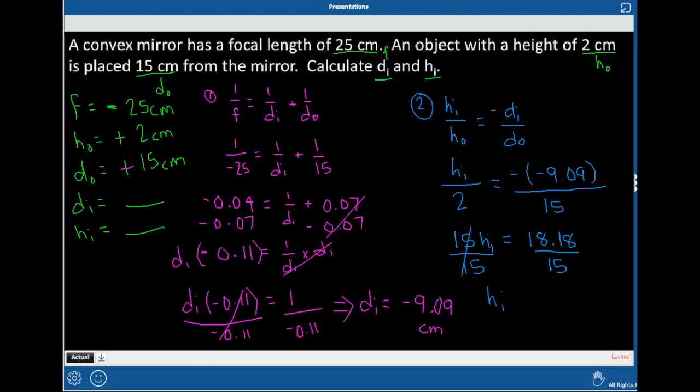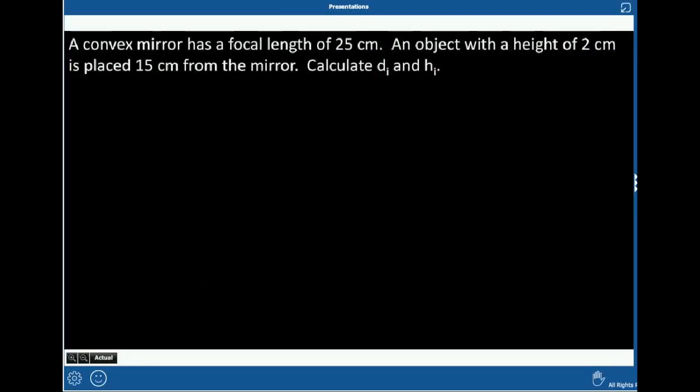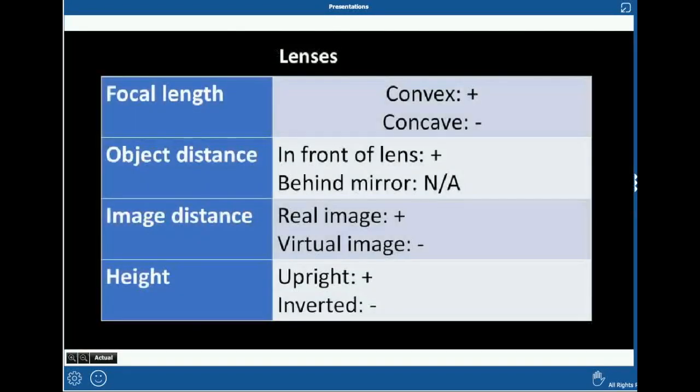And so now we've got HI equals 1.21 centimeters. That means our image is going to be upright. This makes sense because remember we saw earlier that in this type of mirror, it's always upright but smaller. Here it's upright because it's positive, and 1.21 is less than 2, so it's smaller. So that's how we do a convex mirror problem.